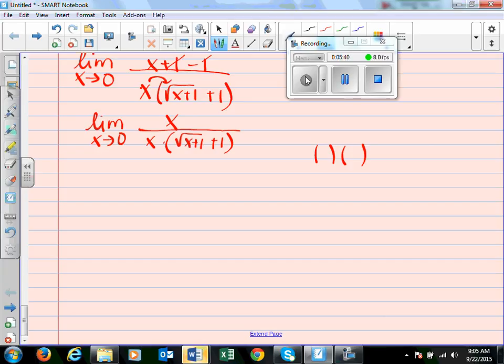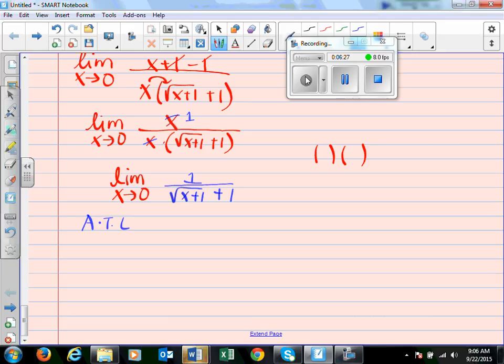So when you cancel the x off, you end up getting limit x approaching 0, and these two cancel and it will end up being 1. So 1 divided by square root of x plus 1 plus 1. So until now, there is no calculus involved. This is just pre-calc and algebra where you're trying to simplify a given term. Now, apply the limit and see. This is as far as you simplify it.